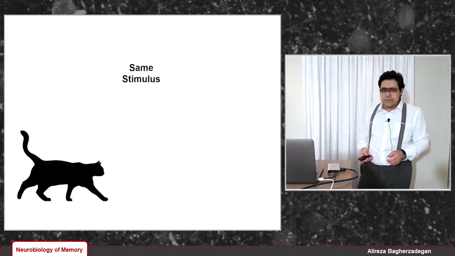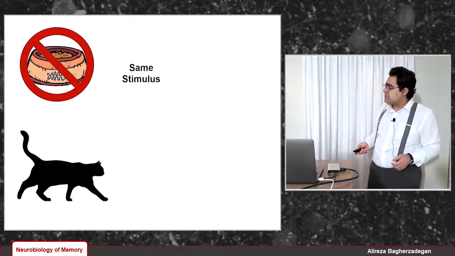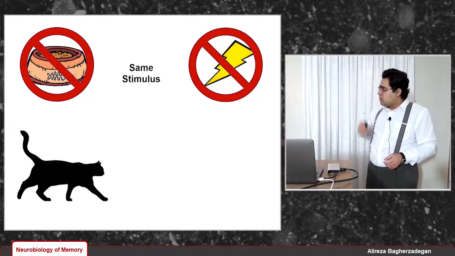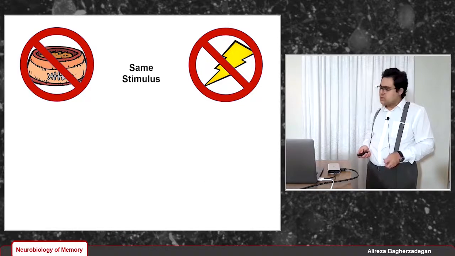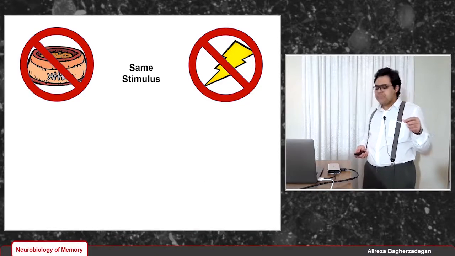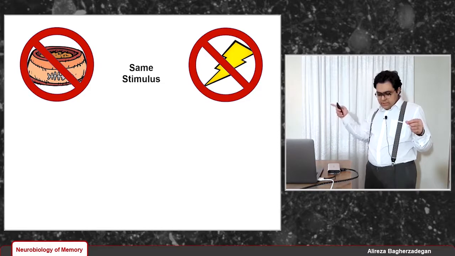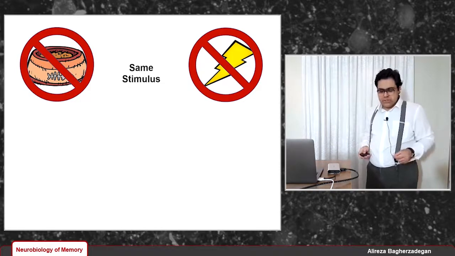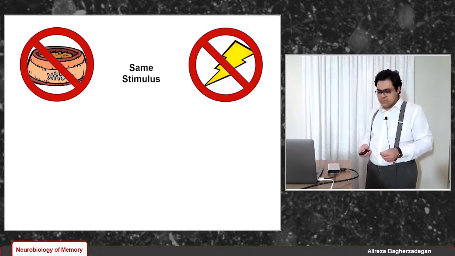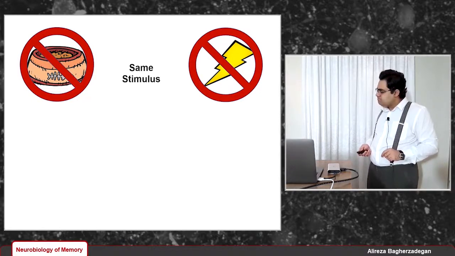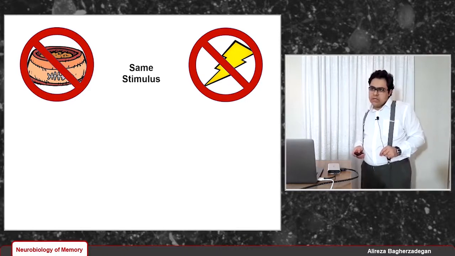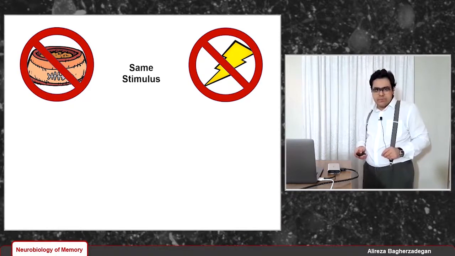We introduce the same stimulus again, which is not food, not an electric shock. What do you think the cat does now? The cat doesn't go for it. The cat remembers that the same stimulus is the same neutral stimulus. It doesn't represent any value. It doesn't represent any harm. The cat should not respond to that, should not waste its time to go and discover about it. This is how I want to look at learning and memory.